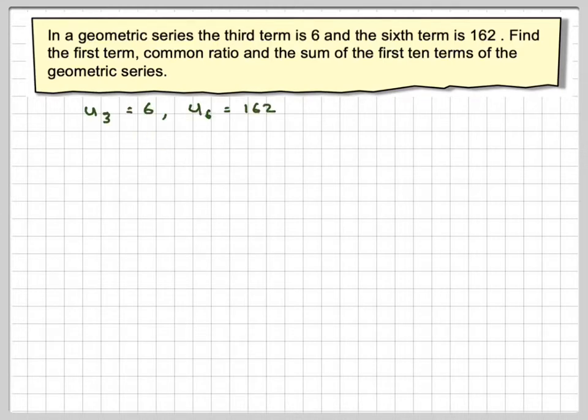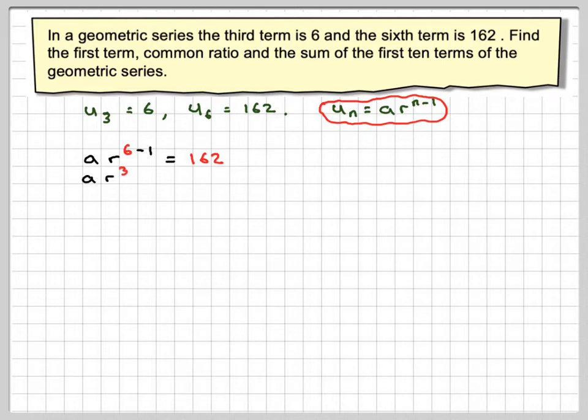You should extract this information from the question: U6 is 162. Any term of a geometric series is given by the first term times the common ratio to the power of n minus 1. So writing down for the sixth term, we get AR to the 6 minus 1 is equal to 162. So it's about forming equations again. And for the third term, it will be AR to the 3 minus 1 is equal to 6. So that gives me AR to the 5 is 162, and AR squared is equal to 6.